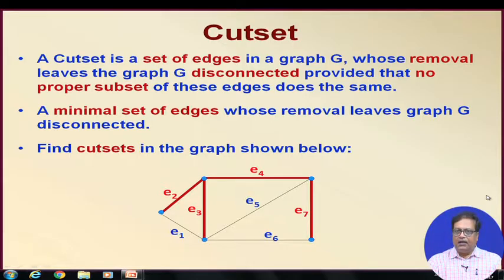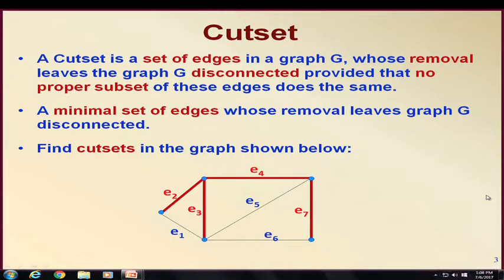If you remove them, then the remaining graph should be disconnected. But the question comes: how many such edges should I remove? An extreme case is you remove all the edges and the graph is disconnected. So, is it a cut set? The answer is no. It should be a minimal set. It is minimal in the sense that a subset of these edges should not be a cut set. That is the essential idea.